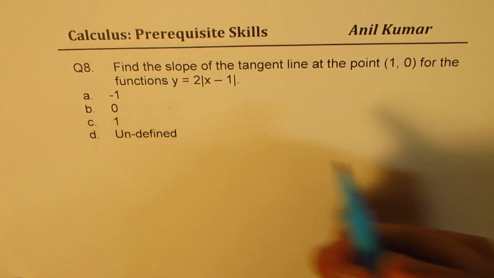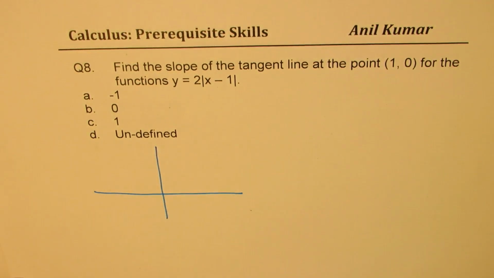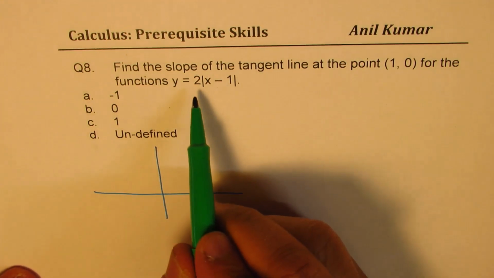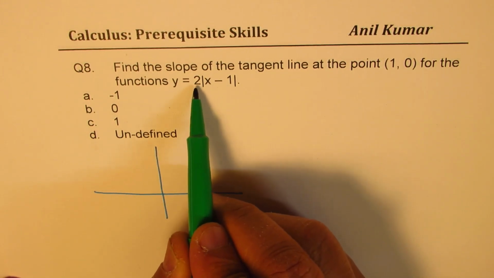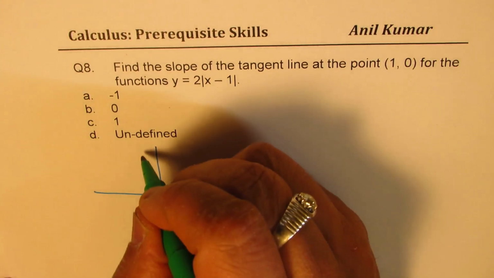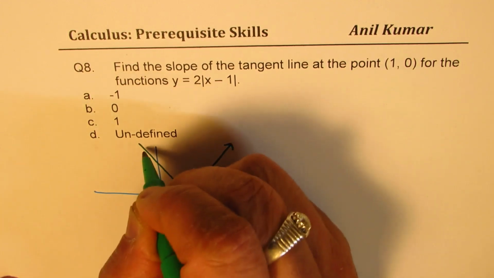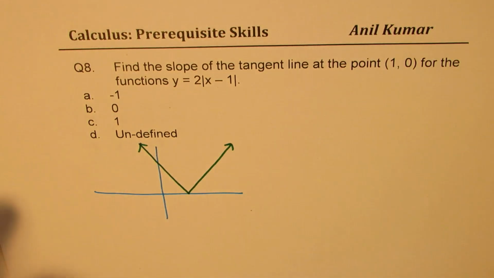Now we are going to solve this also using a graph, right? So let us try to sketch the graph of this particular function. y equals the absolute value function vertically stretched by a factor of 2 and moved 1 unit to the right. So let's say like this, right? So that becomes the function for us.